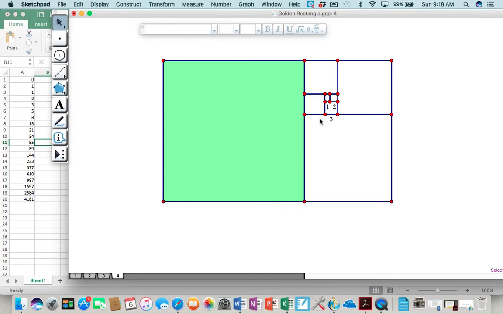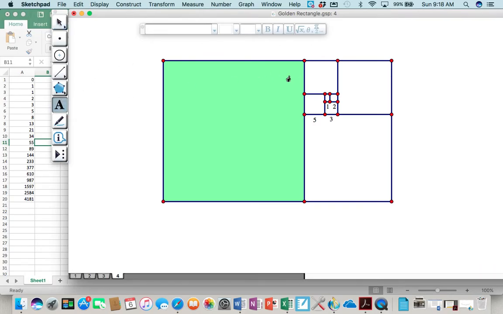Now, if we accept that this is a square here, this is a side length of 2, therefore this is a side length of 2. This is a square with a side length of 3, therefore this is a side length of 3. 3 plus 2 equals 5. We have a side length of 5 here. So let's put that in. Number 5. And you can kind of see where this is going. 5 plus 3 is 8, which is the side length of this square. So let's put that in.